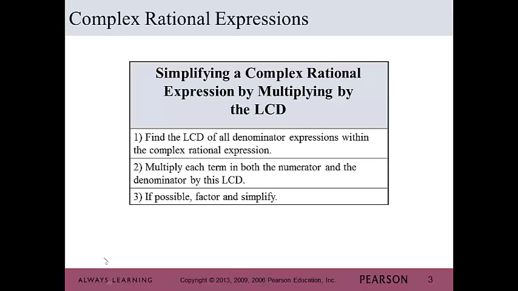Here are the steps. Step 1, you're going to find the LCD for all denominator expressions within the complex rational expression. Step 2, you're going to multiply each term in both the numerator and the denominator by the LCD. And then step 3, if possible, factor and simplify.